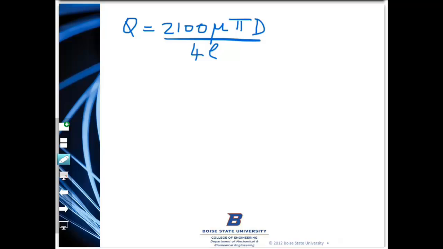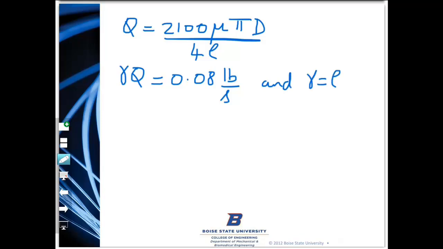However, we don't know Q at this point, but what you're given is actually gamma times Q, where gamma is your specific weight, equals 0.08 pound per second. If you want, you can check the dimensions and it will work out. And gamma is nothing but rho times g. You know rho, you know g, so you can find Q. So Q will be 1.33 cubic feet per second.